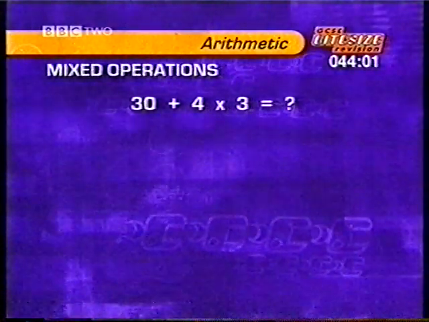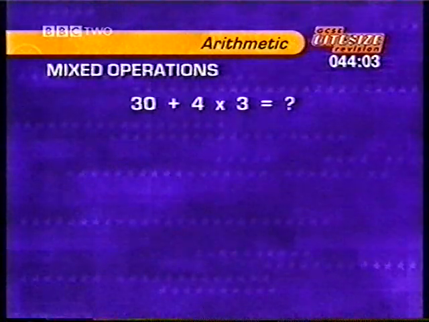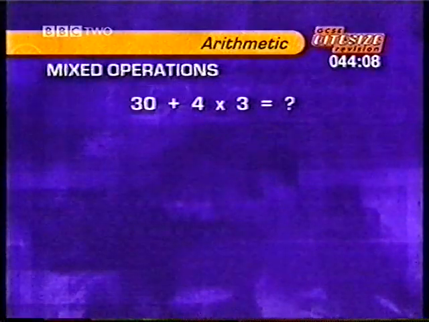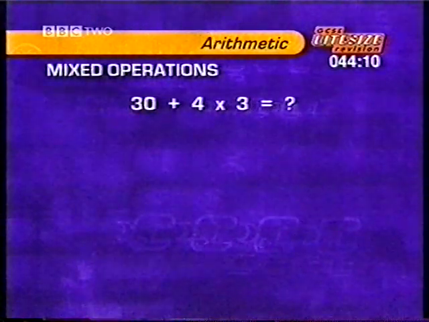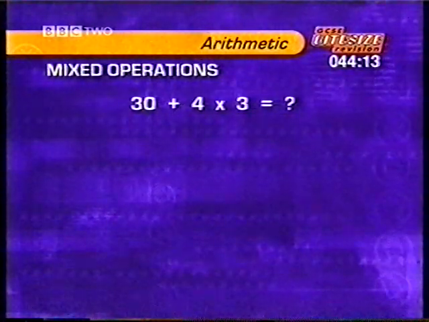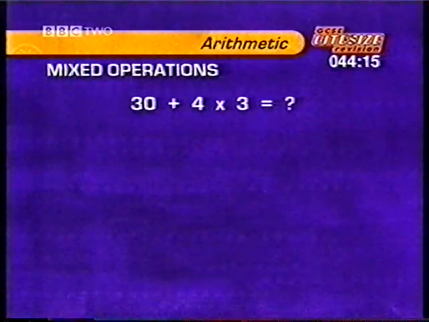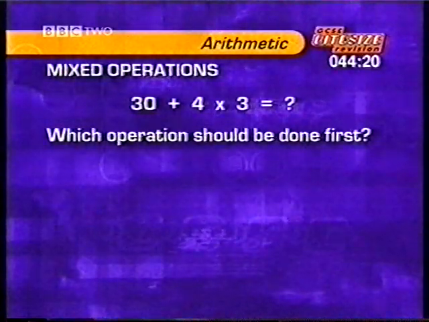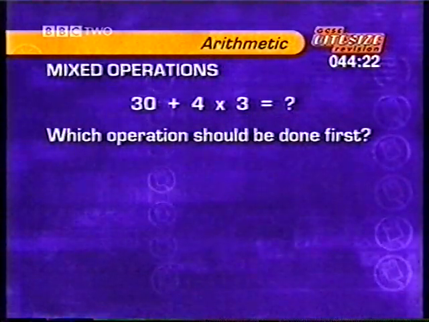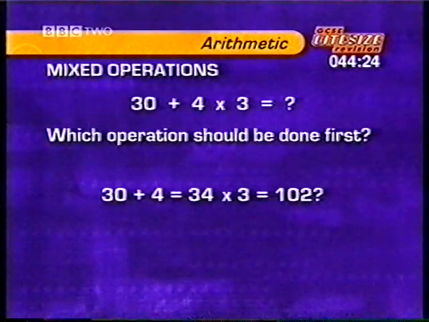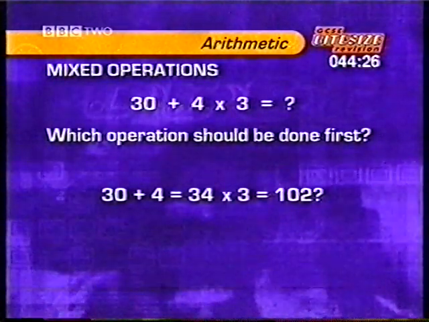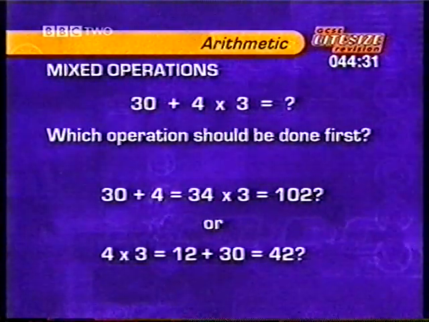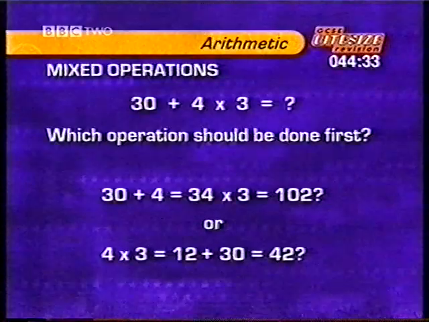Some calculations are mixed operations, a mixture of adding, subtracting and multiplying, and there's a correct way to write them down and a correct order to do them in. 30 plus 4 times 3 is a confusing expression because it's not clear which operation should be done first, the addition or the multiplication, and it makes a big difference. 30 plus 4 is 34, times 3 is 102. On the other hand, doing 4 times 3 first gives 12. Add the 30 gives 42.